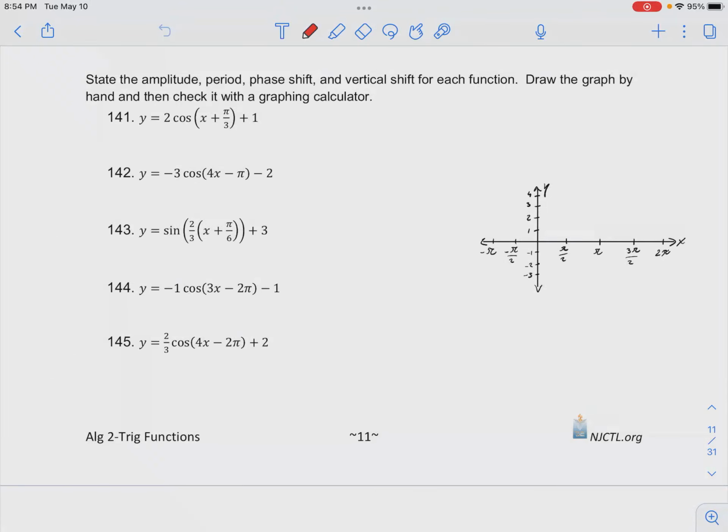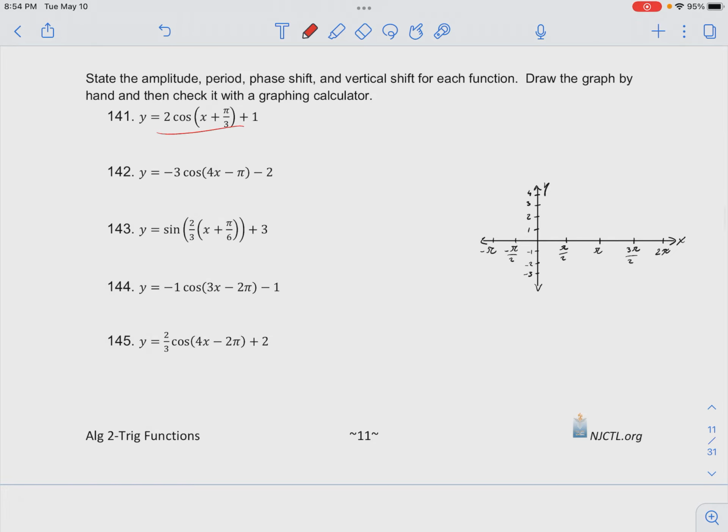Number 141 in your classwork for transformations of sine and cosine, we have a function of cosine, and we want to state the amplitude, period, phase shift, and vertical shift for the function. So the amplitude is going to be given by the leading coefficient out here in front of the trig function, so that's amplitude of 2.